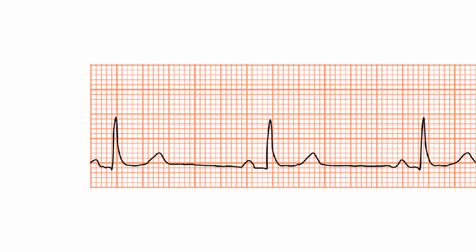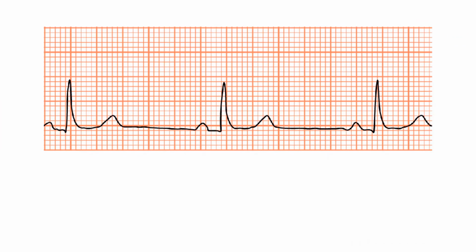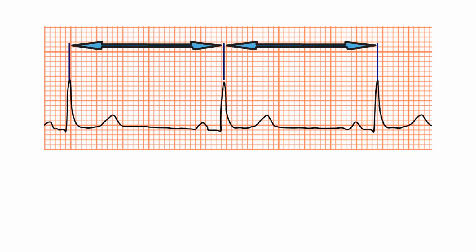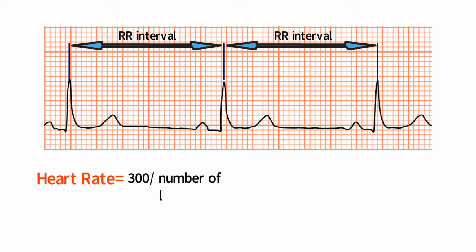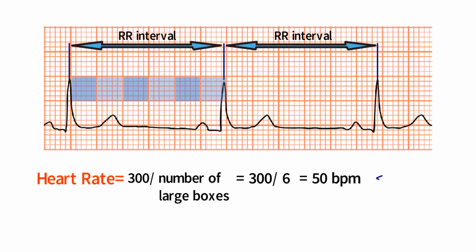So let's start with bradyarrhythmias. As you see in this photo, we can start by trying to detect which type of bradyarrhythmia this is. First, as we said, let's check the rate. We divide 300 by the number of large boxes between the R intervals. It is 1, 2, 3, 4, 5, 6, about 6 large boxes. So 300 divided by 6 is 50. So this patient has a bradycardia.